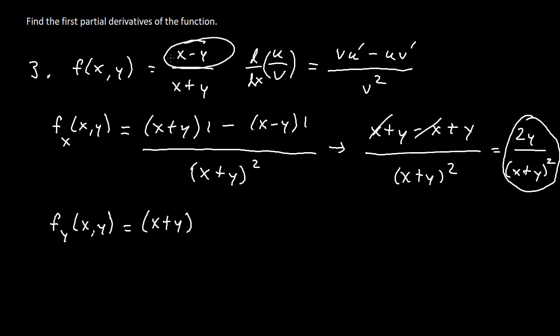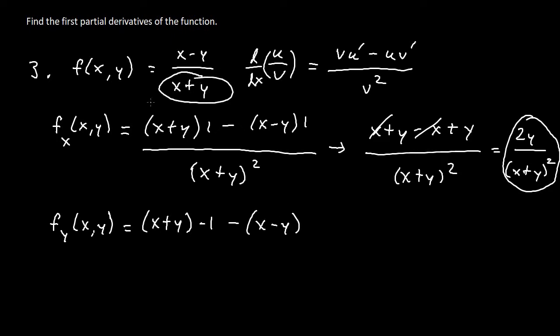Now the derivative of the top function, remember y is going to be what we differentiate, x is going to be a constant. The derivative of x is 0, and so 0 minus 1 is going to be negative 1, since the derivative of y is 1. And then minus the top function, x minus y, times the derivative of the bottom function.